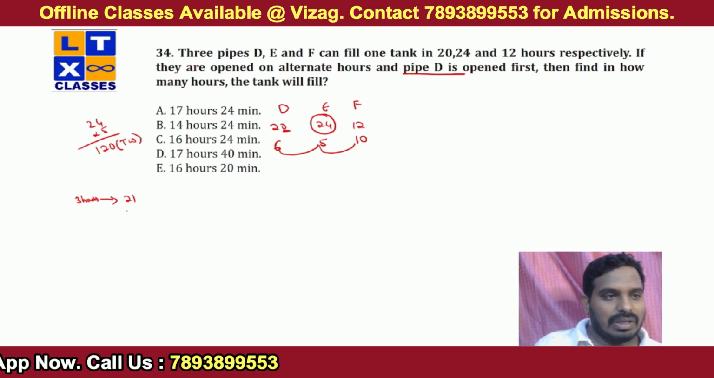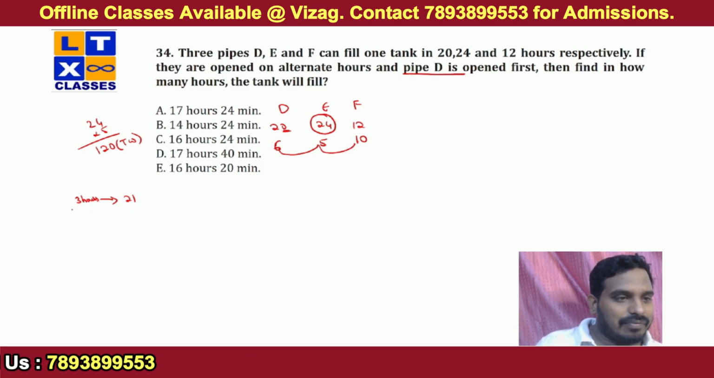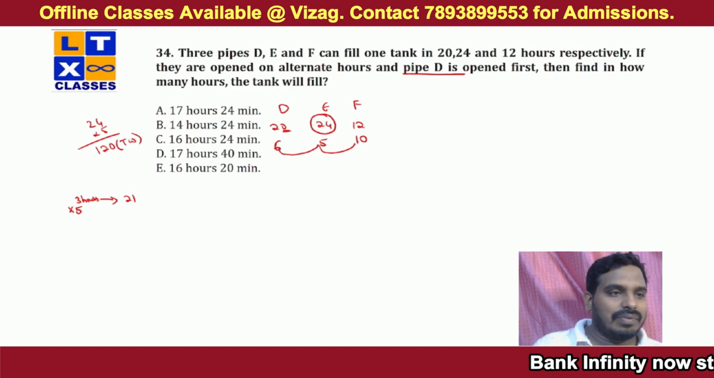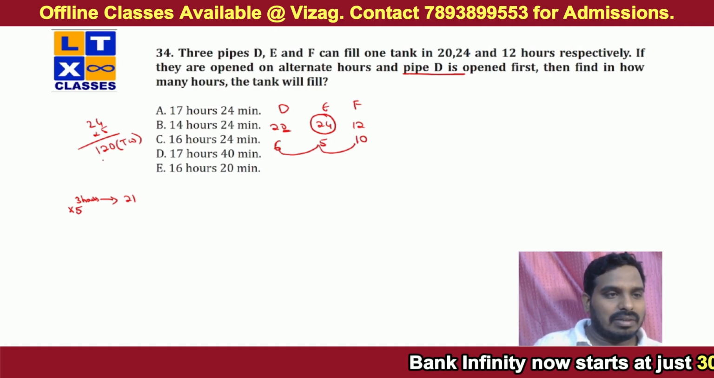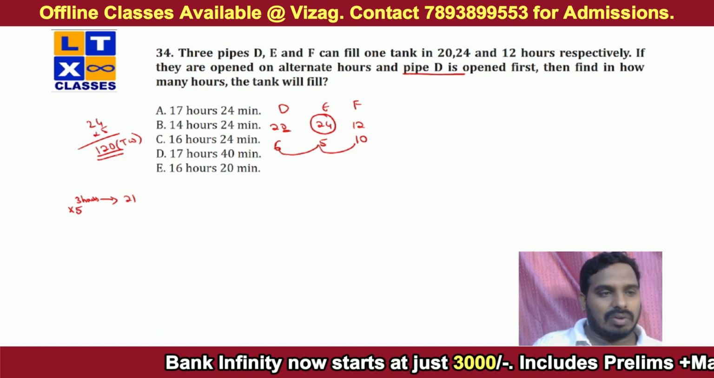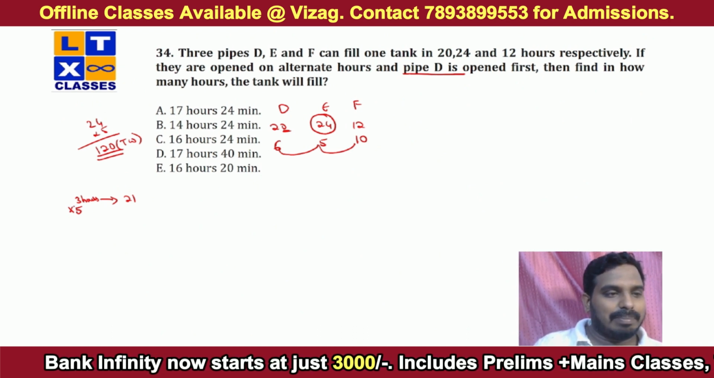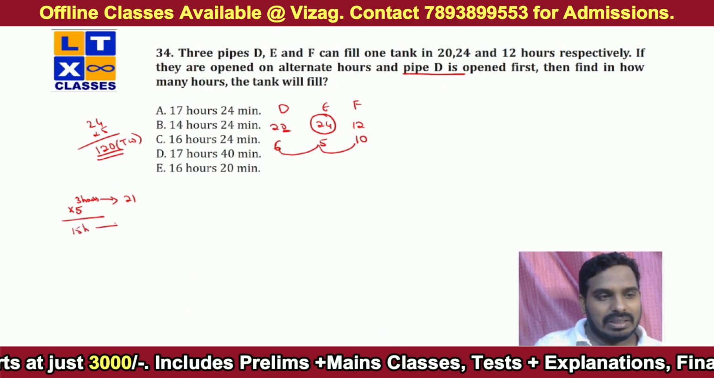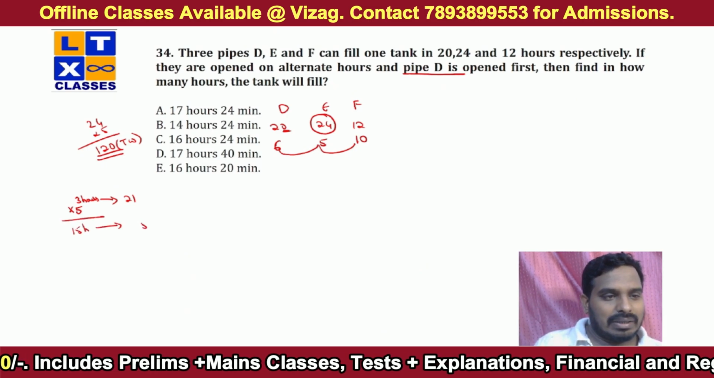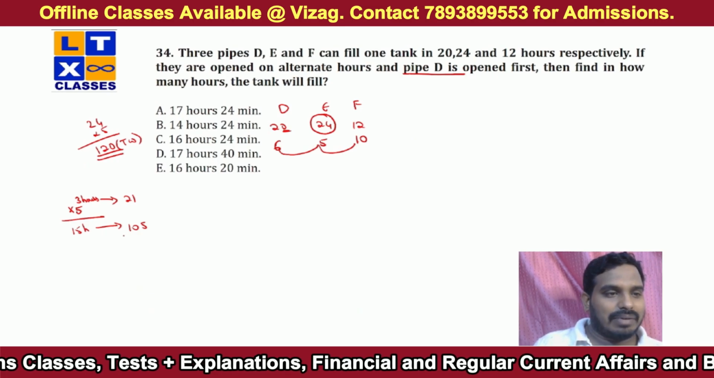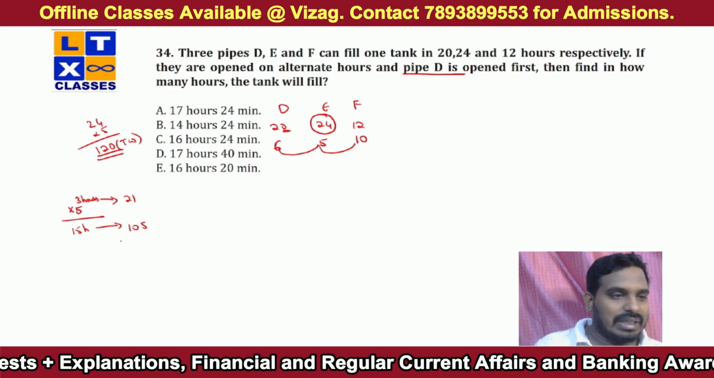Okay, now I'll repeat the same for 5 more sets. Why? Because if I do it for 6 times, it will be more than 120, right? My total work here is just 120. So I cannot cross 120. So I'm just simply multiplying it with 5. So for 15 hours, 105 units of work has been completed. So I'll be left with 15 and I'll start with D again.